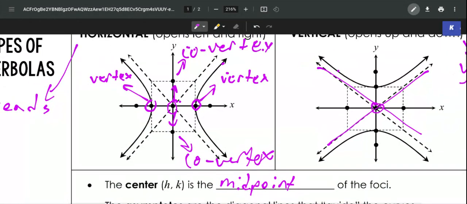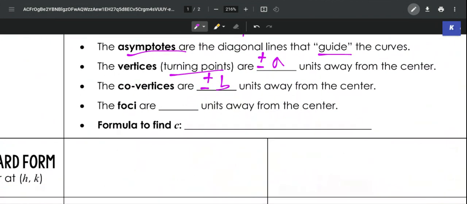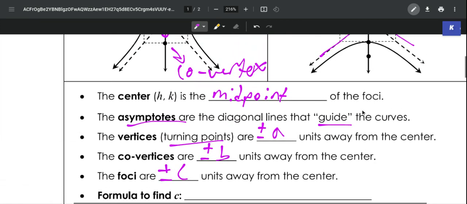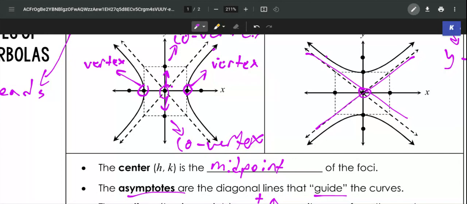And like I said, I'll show you a neat little way to actually graph those. So then the foci is plus or minus c units away from the center still. And in our actual graph, our foci would be these two points right here. And they're actually outside. So with a circle and then with an ellipse, they were on the inside of the ellipse. Now they're on the outside of these two hyperbolas that we have.